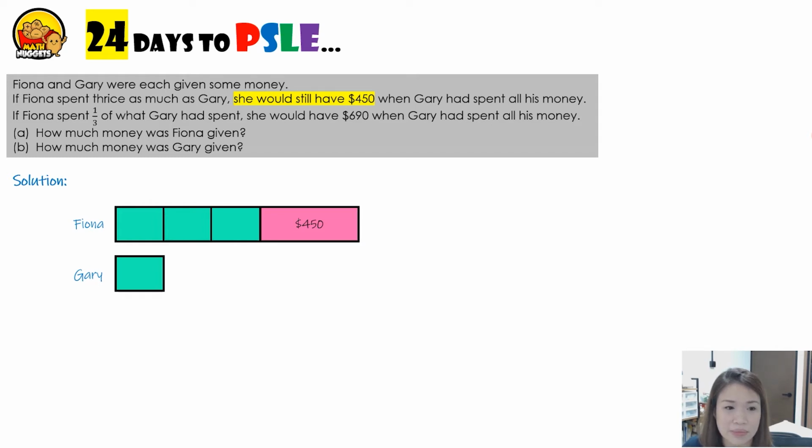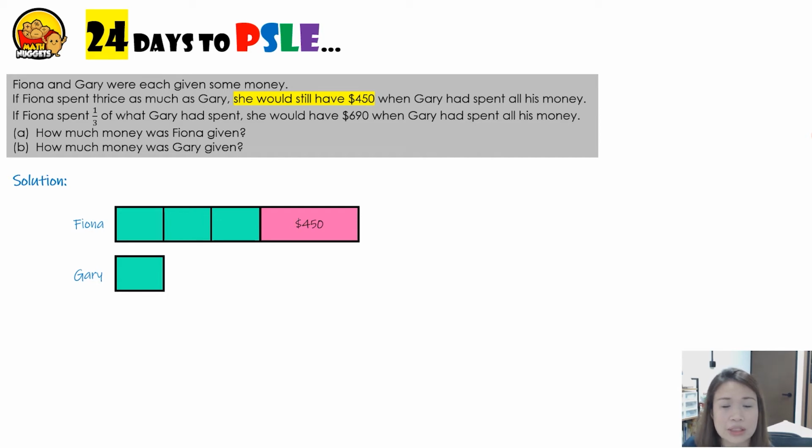Gary has 1 unit, he spent 1 unit. Fiona spent thrice as much as Gary, Fiona having 3 of the green part that she had spent. And not just that, she still had $450 left. So this is the amount of money that both of them have.